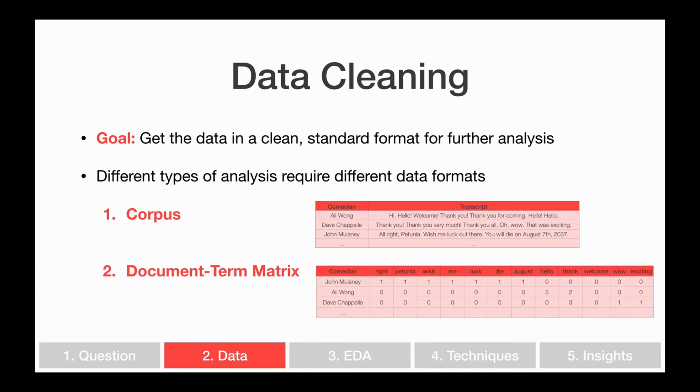Just to reiterate, the goal of all this was to get all of our data into a clean, standard format for further analysis. We put it into two types of standard formats. The first was a corpus, where we're just putting the transcript data into a table. The second is this document term matrix, where every row is a document, every column is a different term, and all the values are word counts.